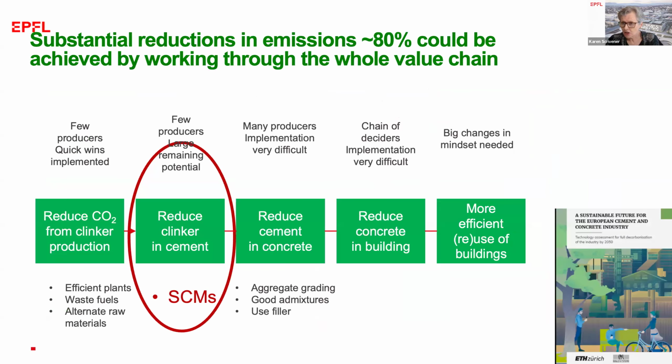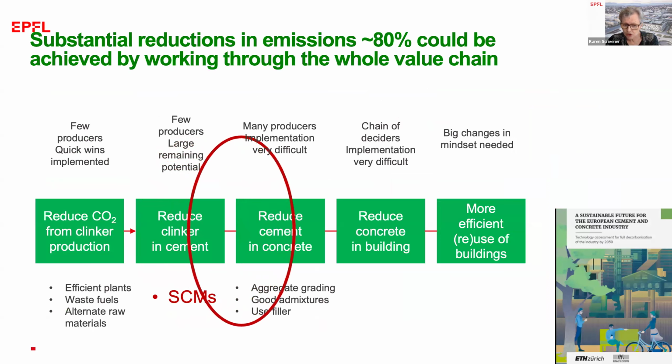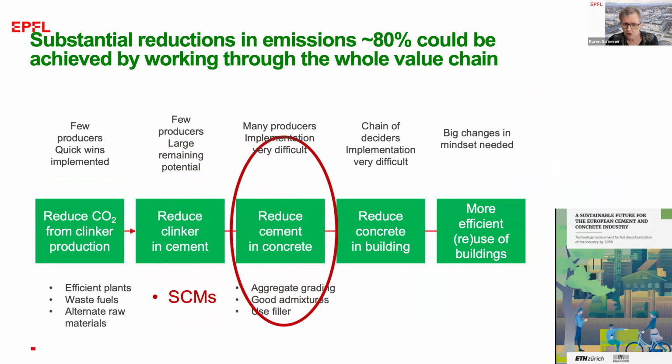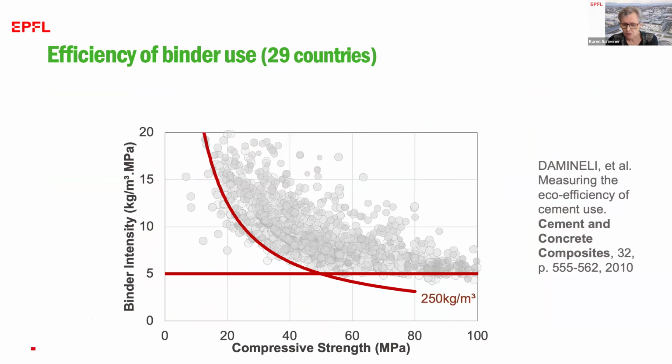But let's not stop there, because LC3 is not the end of the story. We have to also think about reducing cement in concrete. And here there's also tremendous potential. This paper published 15 years ago showed the tremendous inefficiency of many concretes, which use 3 or 4 times as much cement as needed. And one of the ways of improving efficiency is to go from site mixing to ready mix industrial production.